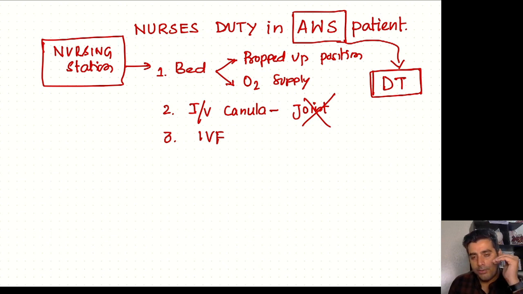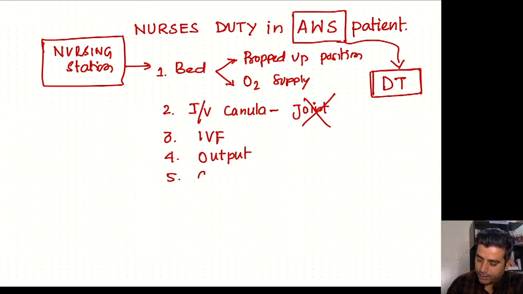Now once you are giving IV fluid, definitely you need to monitor the output. You need to monitor the output, how much fluid you have given and how much urine output is there. You need to calculate. So we need to catheterize the patient. If patient is not able to go to the bathroom for the urine and stool, you need to catheterize the patient.